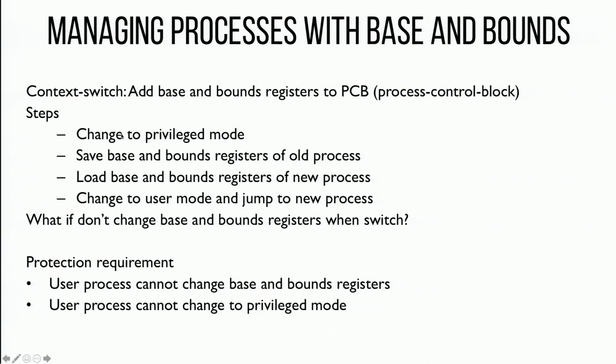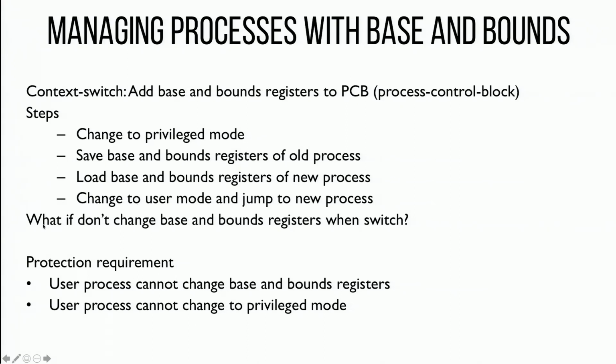So now when we do a context switch, we change to privileged mode. We save the base and bounds of the old process that was running into its PCB. We load the base and bounds registers in the MMU for the new process that was saved in its PCB, and then we change back to user mode and jump to the new process.